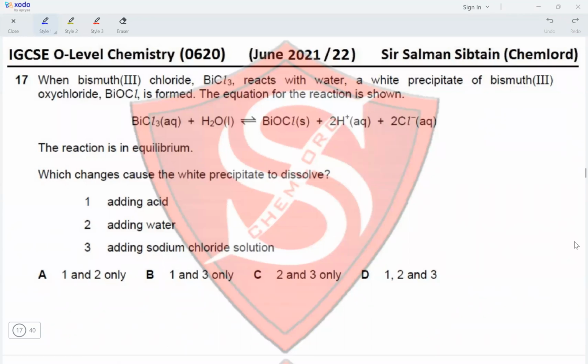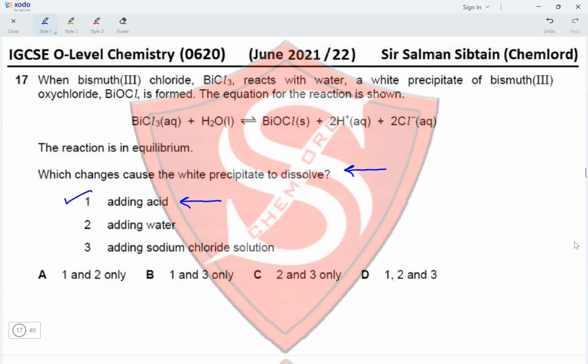Question 17. When bismuth 3 chloride, BiCl3, reacts with water, a white precipitate of bismuth 3 oxychloride, BiOCl, is formed. The equation for the reaction is shown. The reaction is in equilibrium. Which change causes a white precipitate to dissolve? So the white precipitate is BiOCl, and the change that would make it dissolve would be if the equilibrium moves in the backward direction. So adding acid, you are increasing the concentration of H positive ions. This would result in the equilibrium shifting to the left.